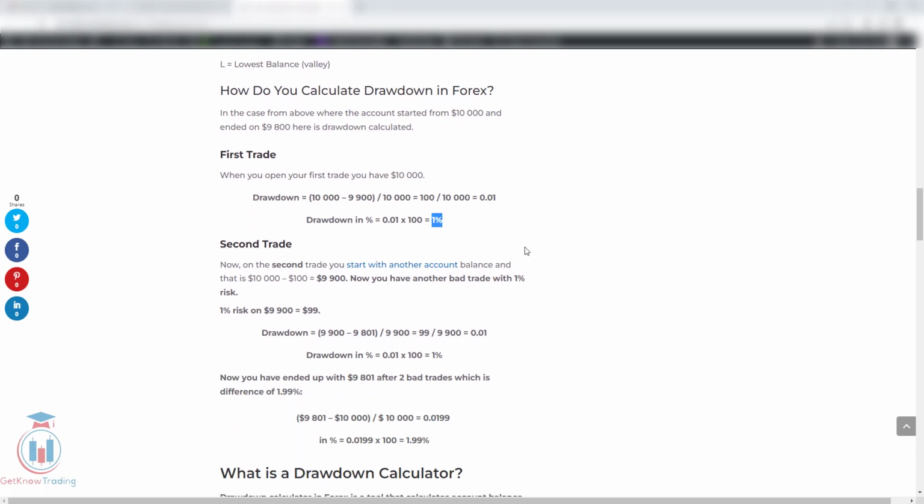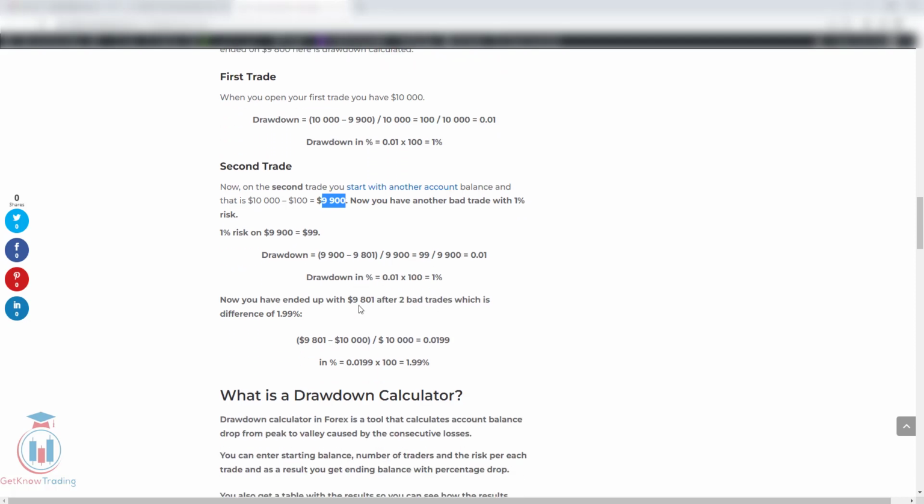In the second trade, you start with $9,900 instead of $10,000, so you put the other numbers here too. On the second trade, if it is a bad trade, you would get a loss of 1%, and that means $99, because 1% risk on $9,900 is $99. So the drawdown gives you again 1%, and that would give you later on the final result of $9,801.